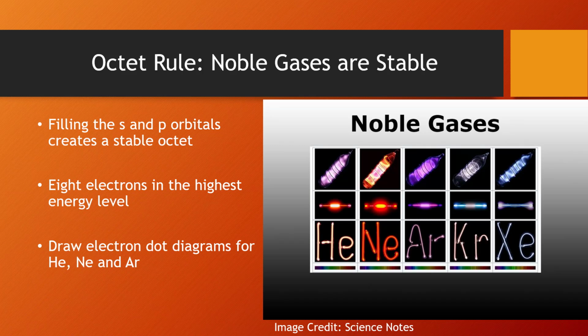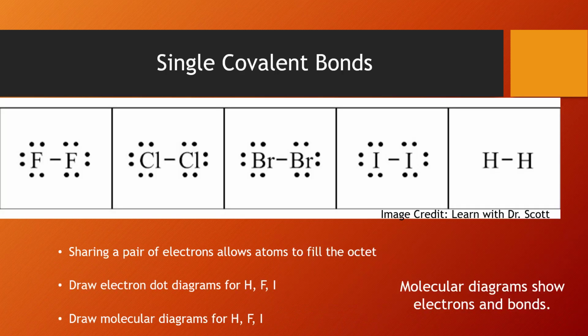Let's look back at the octet rule. Remember that noble gases are very stable. They have filled s and p orbitals. They have 8 electrons in their valence level. You can draw electron dot diagrams for helium, neon, and argon, and what you'll see is the standard 8 dots around the chemical symbol. But how do you fill these if you don't have enough?